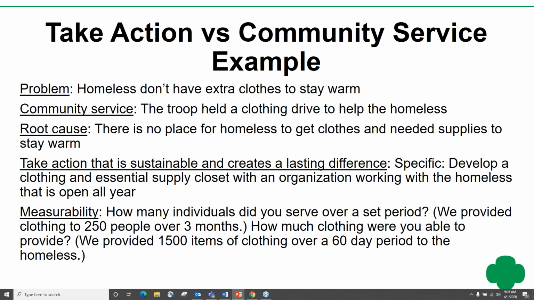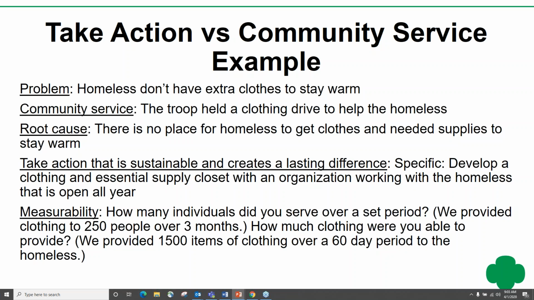So the problem is that homeless people don't have extra clothes to stay warm. If your troop were to do a community service project, you probably would hold a clothing drive to help the homeless. To make it a take action project, though, you would want to look at what the root cause is. You can get to the root cause by asking questions. So the question in this case would be, why don't the homeless have extra clothes to stay warm?